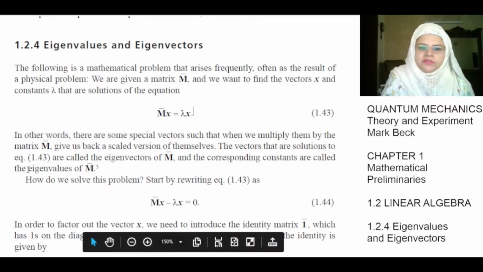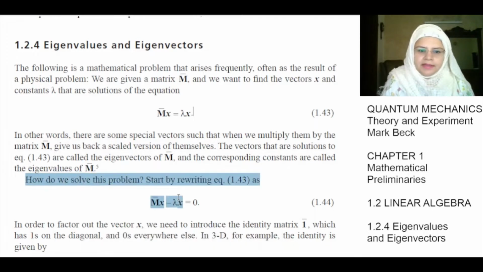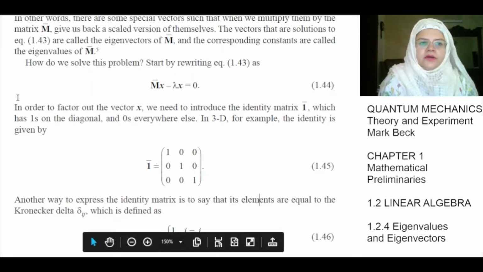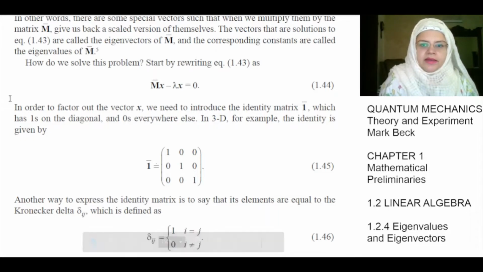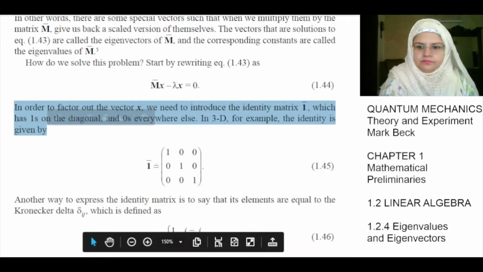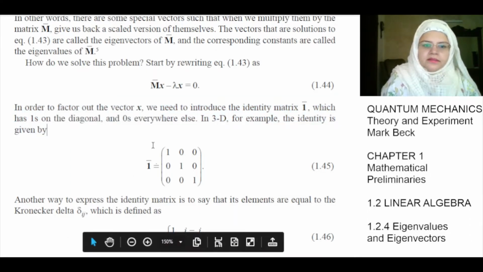How do we solve this problem? Start by rewriting equation 1.43 as M bar x minus lambda x is equal to 0. In order to factor out the vector x, we need to introduce the identity matrix 1 bar, which has ones on the diagonals and zeros everywhere else. In 3D, for example, the identity matrix is given by 1 bar, a 3 by 3 matrix with ones on the diagonal and zeros everywhere else.